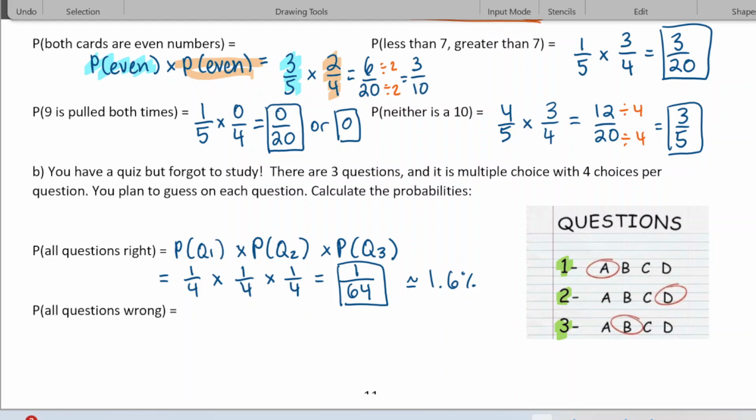Okay, but the probability of getting 0 on this quiz, all of them wrong, is quite high. So this would happen 3 out of 4 times 3 out of 4 times 3 out of 4, which is 27 out of 64 times, almost about 42% of the time this is going to happen. So almost half the time you're just going to get 0 on the quiz.